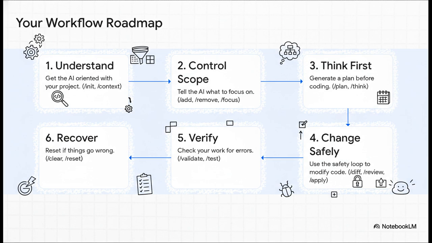Okay, so let's look at the roadmap. This is our whole workflow broken down. First, we'll make sure the AI actually understands our project. Then we'll narrow its focus. We'll plan our attack before writing code, make changes safely, check our work, and, just in case, know how to hit the undo button. This 6-step loop is pretty much the key to everything.